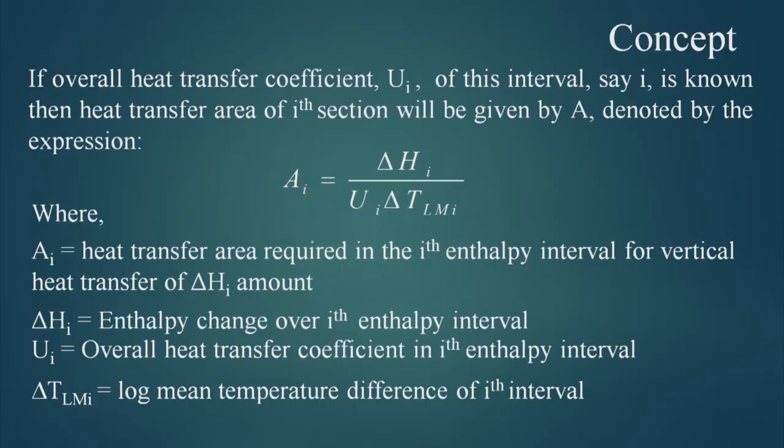If the overall heat transfer coefficient of an interval i is Ui, then area Ai will be given by delta Hi divided by Ui delta T lm i. That means the delta H of that interval i is delta Hi. Ui is the overall heat transfer coefficient of the ith enthalpy interval. Delta T lm i is the log mean temperature difference of the ith interval. And area Ai is the heat transfer area in the ith enthalpy interval for vertical heat transfer of Hi amount. Here we are presuming that vertical heat transfer is taking place in enthalpy intervals.